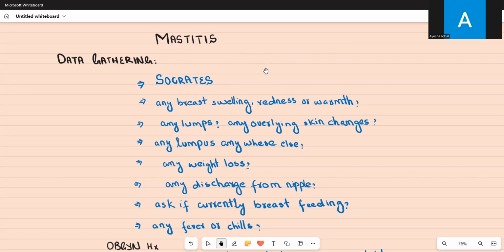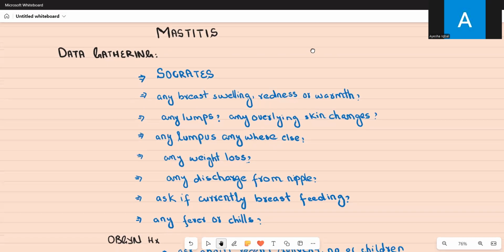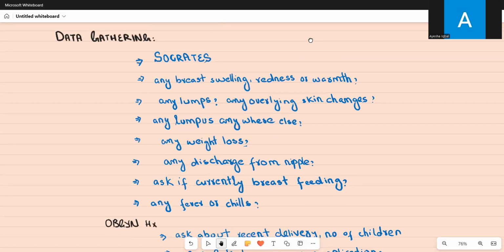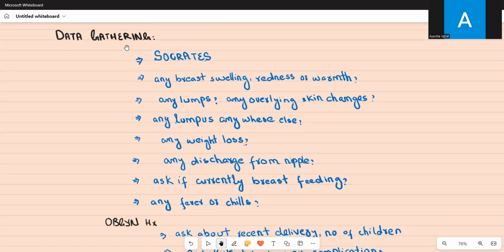So most probably, our presenting symptom will be pain, because pain is the most common presenting symptom of any inflammation. It can be accompanied by swelling, redness and warmth, but the symptom that is causing the patient to present to the hospital is most often pain. So, in our data gathering part, we are going to start with SOCRATES because it's a pain complaint.